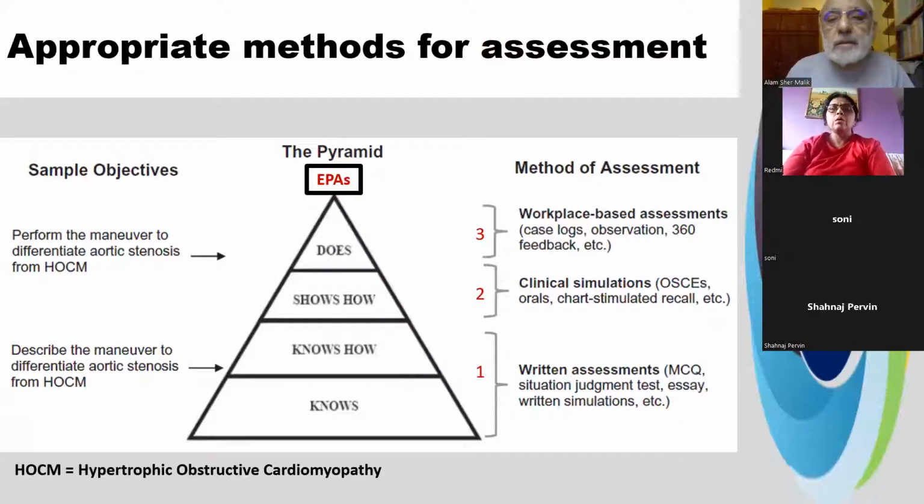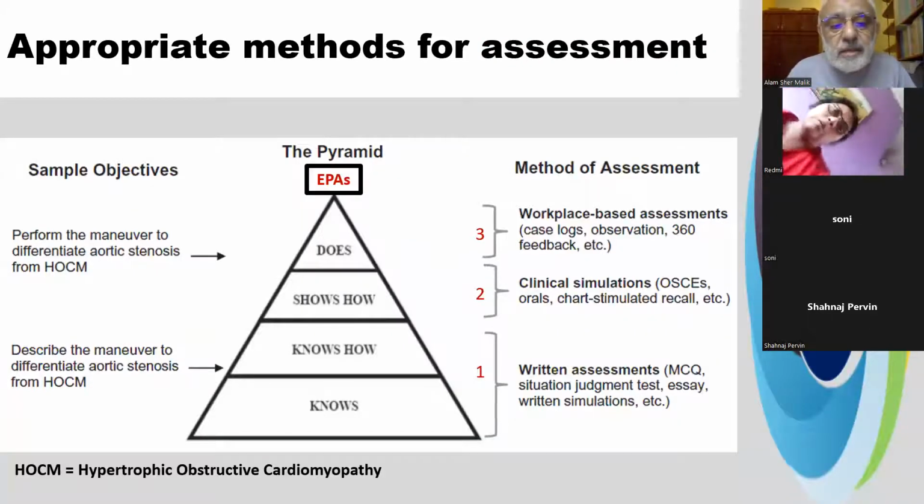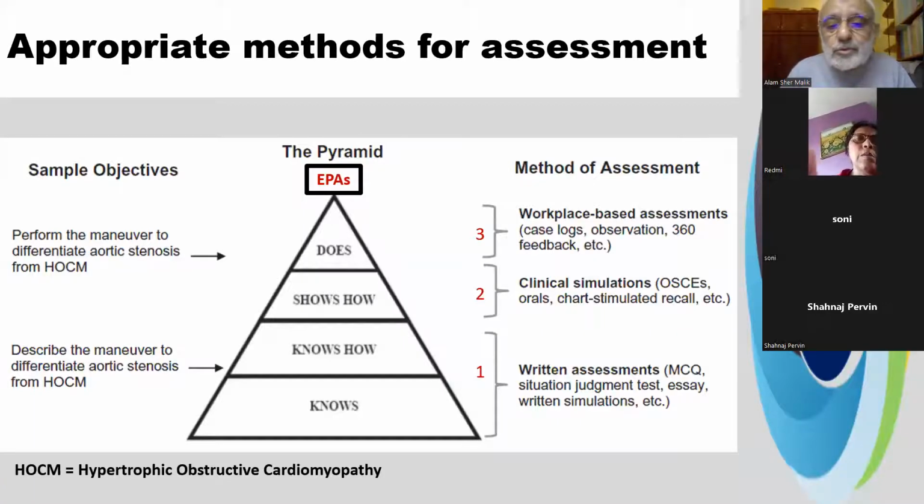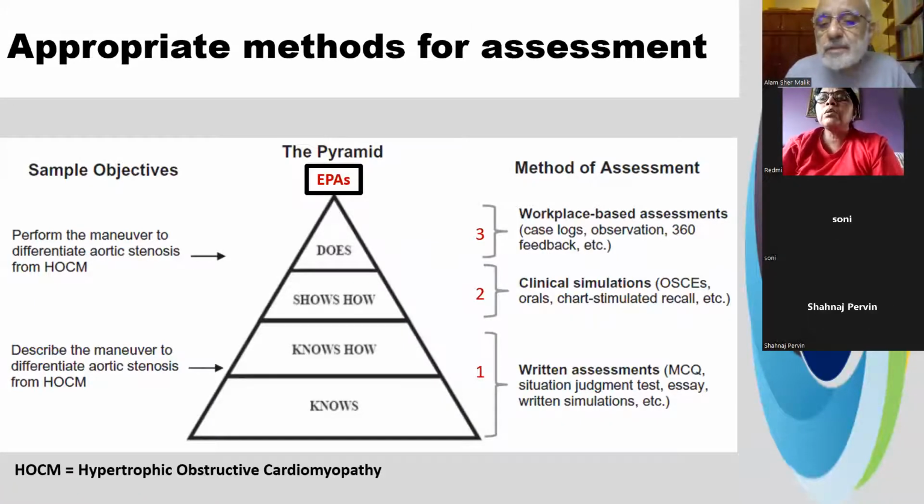The next is the appropriate method of assessment. If we use Miller's pyramid, the first two levels, knows and knows how, can be assessed by written examinations. The shows how level can be assessed by using clinical simulations like OSCE, whereas the demonstration or does level has to be seen during workplace-based assessment. And on top of that come the entrustable professional activities, meaning although the student has demonstrated to the examiner in the workplace, is the examiner confident that the student will be able to do or perform the similar activity in the real ground, in the field, or in the hospital?